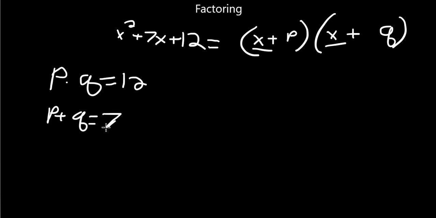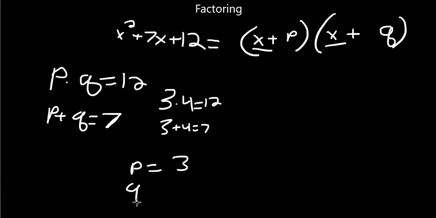Now we need to think of two numbers which multiply to 12 and add to 7. Well, 3 times 4 is equal to 12, and 3 plus 4 is equal to 7. So that works perfectly. So that tells me p equals 3 and q equals 4. These could be the other way around, it doesn't actually matter. Now I just have to plug them in to get x plus 3 times x plus 4.